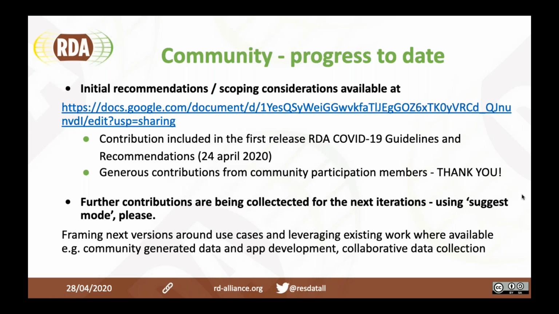And then the main progress to date, like the other groups, we've been pulling together initial recommendations and details on the scoping. So what we mean by community participation is the gathering of data from the community. So the use of different apps or ways that people can submit data related to COVID. So if they're tracking their own health, or if you're using Bluetooth tracking to try and help with the surveillance. So we've got some initial guidelines which you can see through the Google Doc link there. And as I said, we've had contributions from moderators and various people in the group, so thanks for those.